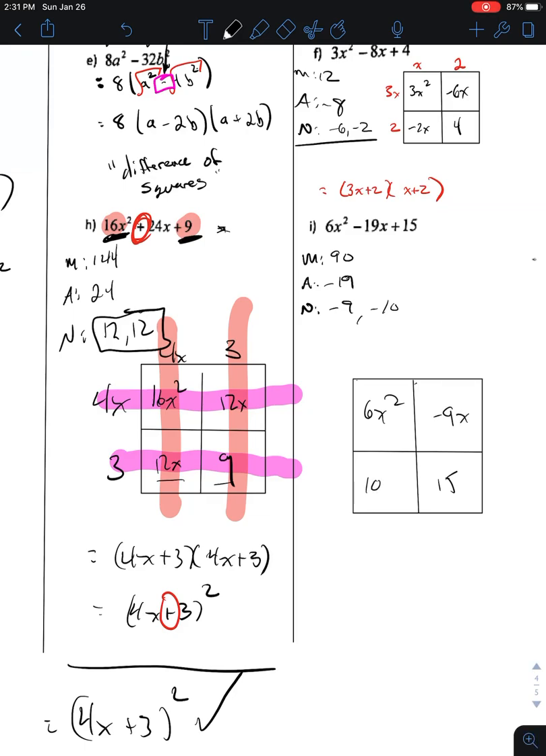Okay. Then I get 6x squared here, 15, -9x, and 10x. Read what's common. 5, 3x, and you get 2x. And I'm going to get 3 here.